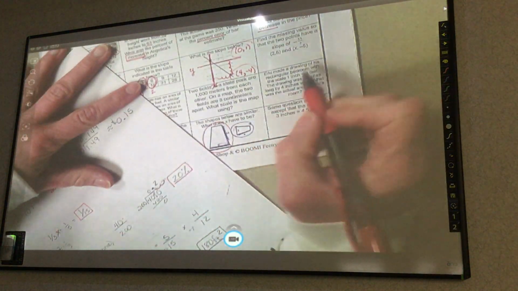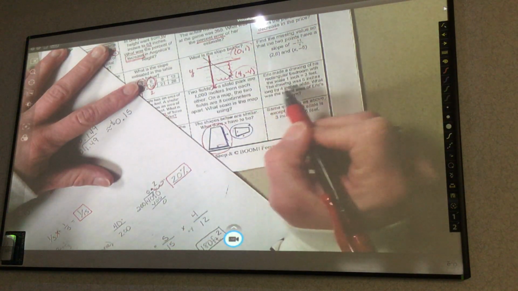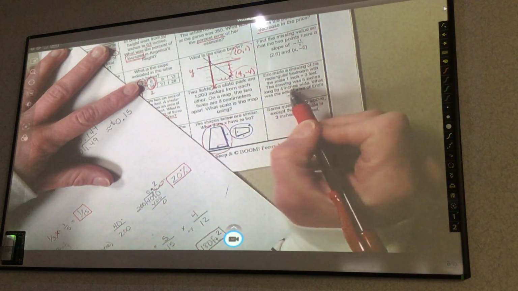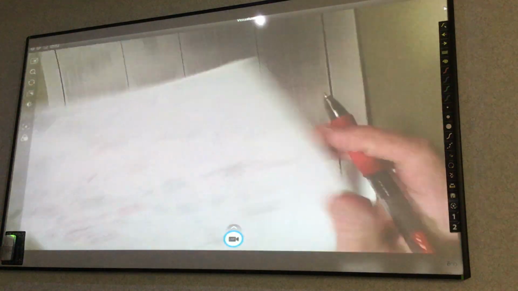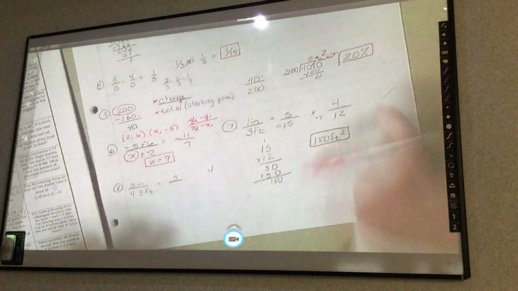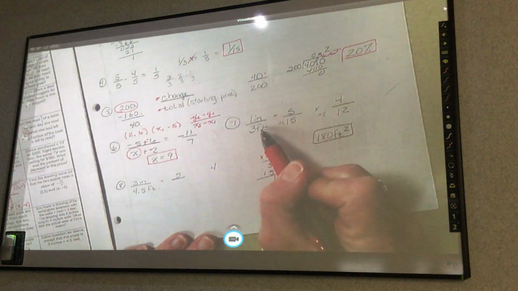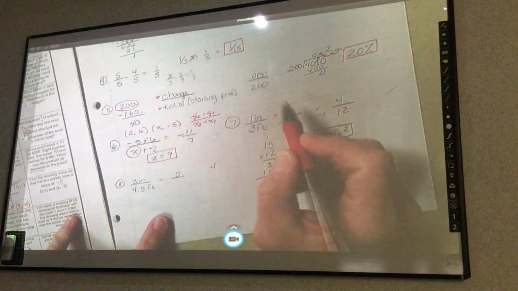Number 7. Eric made a drawing of the scale 1 inch equals 3 feet. This is what we've been working on in this chapter. The drawing was 5 inches long by 4 inches wide. What was the actual area of Eric's room? So I first put in the scale. 1 inch is 3 feet. So the one side is 5 inches.